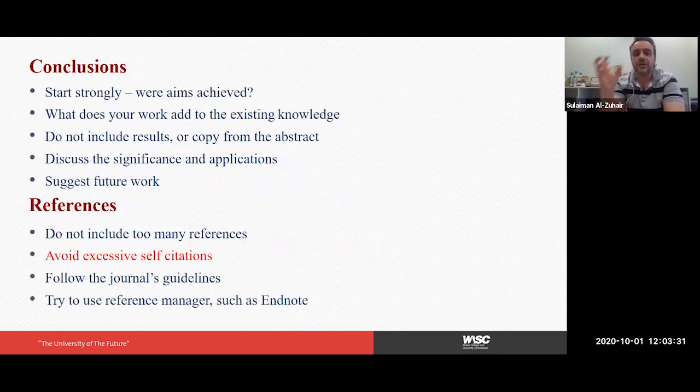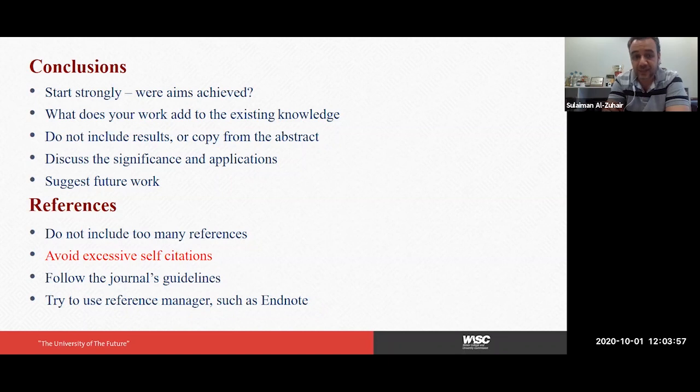The conclusions start very strongly: was the aim achieved, a very strong statement. It was found that this. What does your work add to knowledge? What's the addition to knowledge that comes from this work? Do not include results or copy from abstracts. They should not be another abstract. You do not include your results, just the main conclusions.